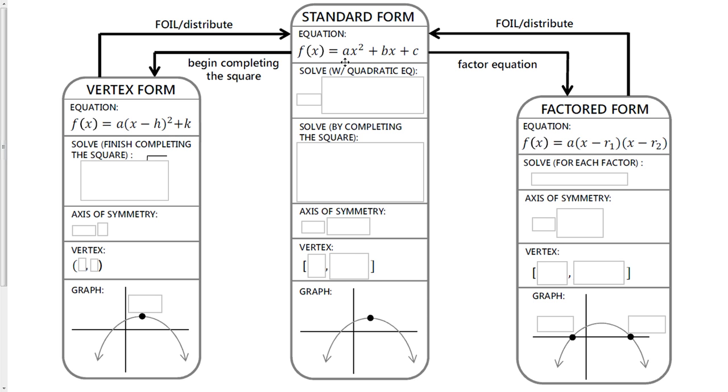Going the other way from standard form to vertex form, you have to start completing the square. We'll talk about that in just a second. Once you're in this form, again, you will have to use foiling, or the distributive property, to expand out this group, collect your like terms, and get back to standard form. So whenever you're converting between these forms, it can be a bit of a process.